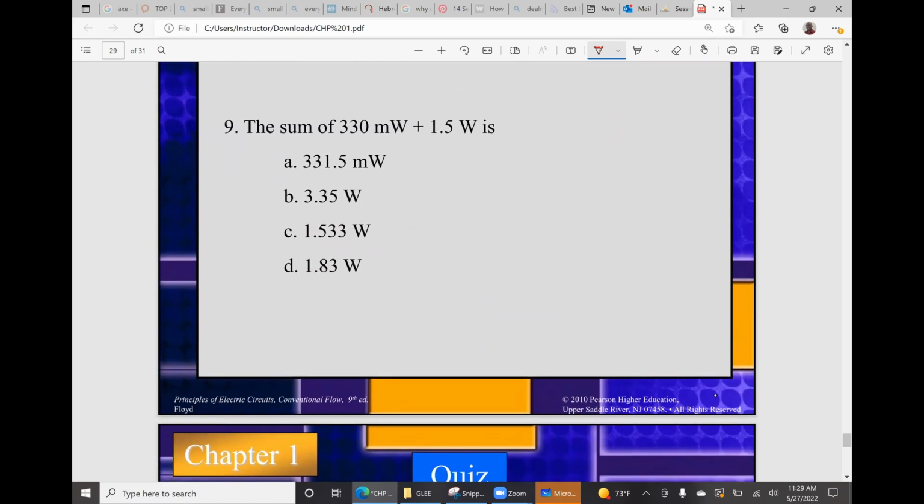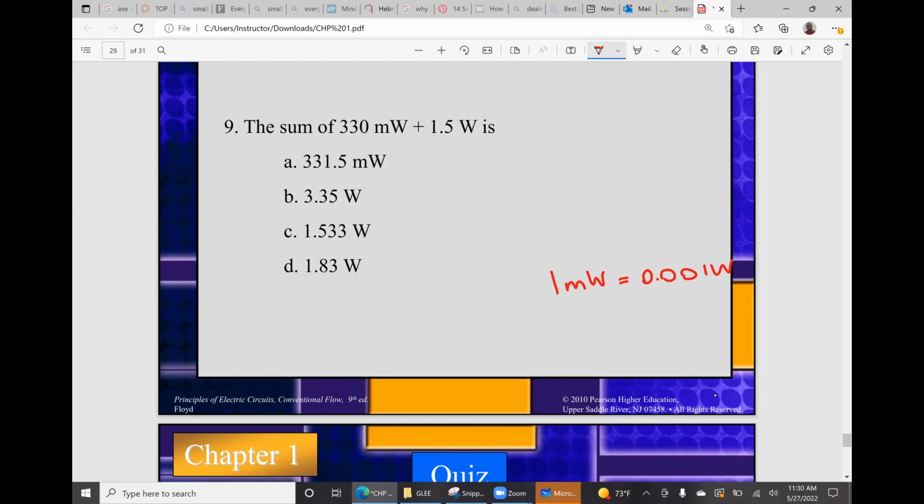Okay, now we're going to add this too. Like I mentioned, if you're going to add two things, they need to have the same indices. So either you put both of them in milliwatts or you put both of them in watts. How do you get this to be watts? 1 milliwatt is the same thing as 0.001 watt. If you keep that in mind, that really helps.